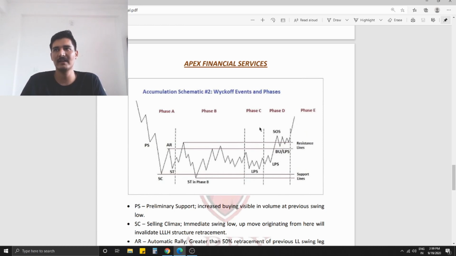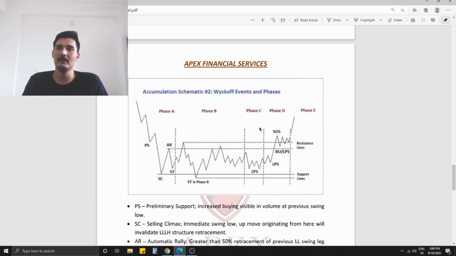After that, we enter phase D, where we have a visible increase in volume on the upside. The price has been making strong higher highs and higher lows. It breaks the automatic rally high point and then enters phase E, where you have a clear higher high, higher low formation, and it is observed that the trend has changed completely. So that is how the accumulation schematic works.